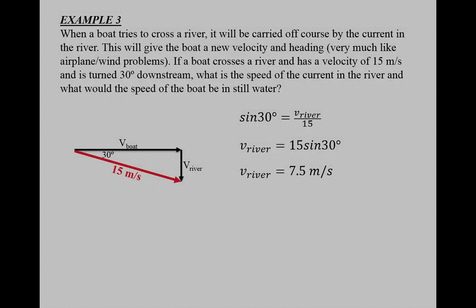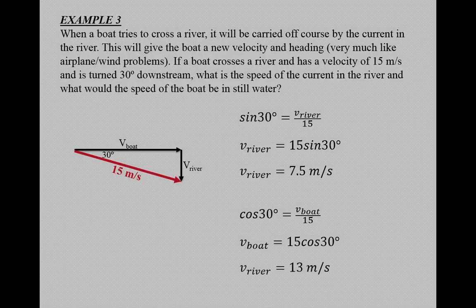Using cosine 30 then, we have cosine is adjacent over hypotenuse. So you have the adjacent side, velocity of the boat, over the hypotenuse of 15. Solving for the velocity of the boat, it's 15 cosine 30, which gives a velocity of the boat of 13 meters per second.